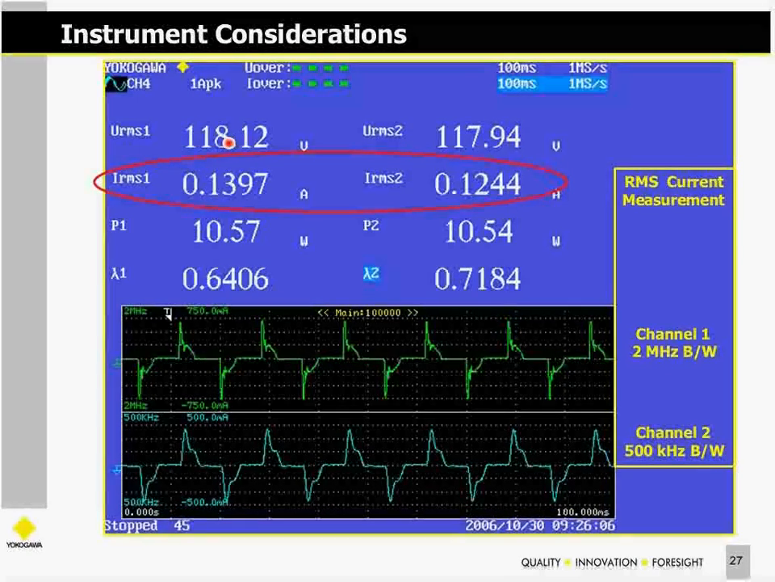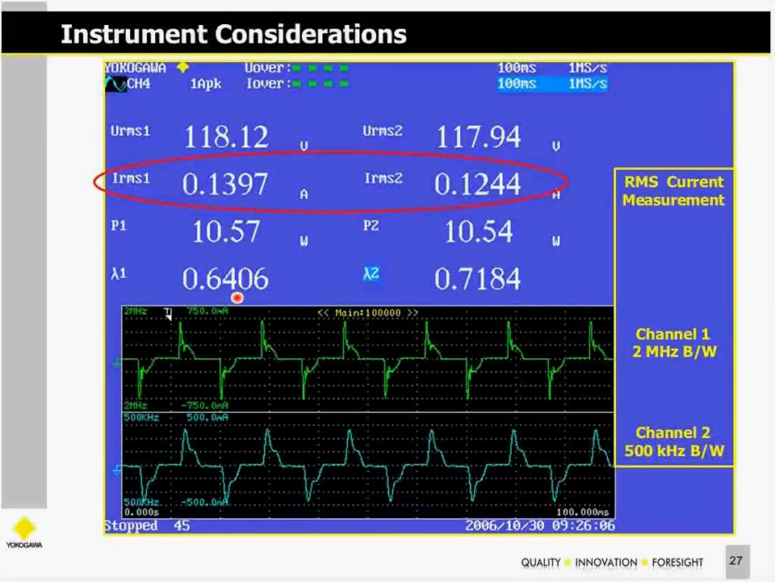So the voltage on this particular device is not distorted very much, so it's a little bit different, but not too much. Power is very close. Look what happens to the power factor. Power factor with this measurement on that wide bandwidth is 0.64. Power factor on the limited bandwidth is 0.7. There's a big difference in that power factor measurement. That could be a considerable difference in the design, the development of your product. So this instrument consideration, bandwidth, is very important to consider when you're dealing with these distorted waveforms.